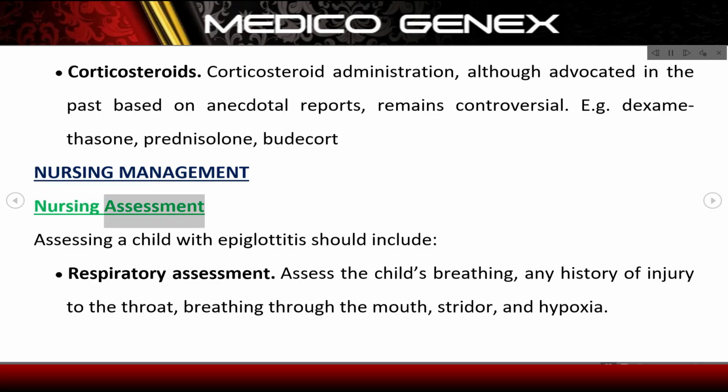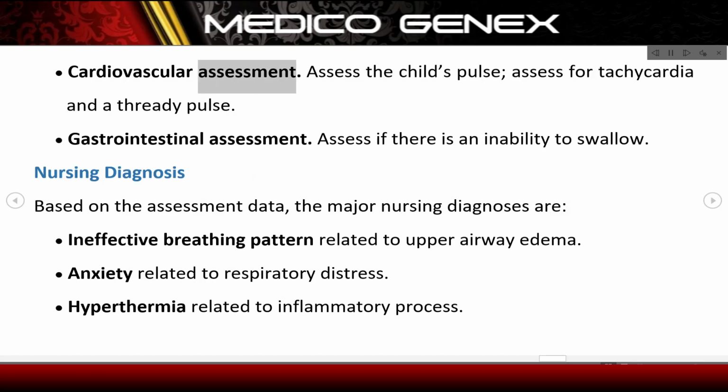Nursing assessment. Assessing a child with epiglottitis should include respiratory assessment. Assess the child's breathing, any history of injury to the throat, breathing through the mouth, stridor, and hypoxia. Cardiovascular assessment. Assess the child's pulse, assess for tachycardia and a thready pulse. Gastrointestinal assessment. Assess if there is an inability to swallow.